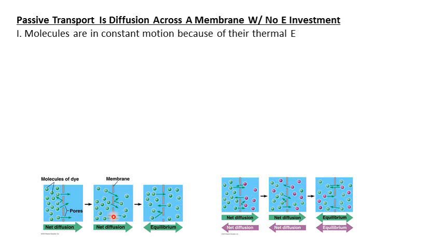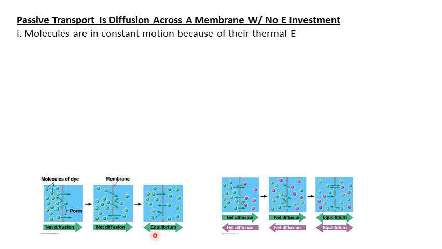But because there are fewer of them, there will be fewer going from the right side to the left side. Because it's more crowded on this side, you're going to have more going from left to right. So the net diffusion, the net direction, is left to right.